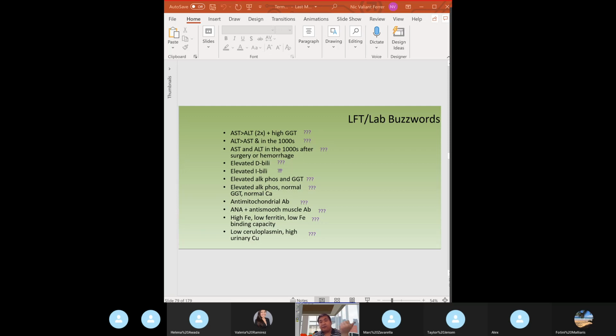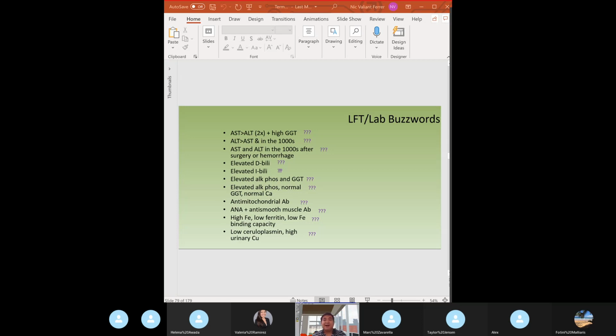Next, high iron, low ferritin, low iron binding capacity. Would that be like the inflammatory anemia? I'm thinking about, you have hepatitis. Okay, this is the clue. Hepatitis, golden skin, a bronze skin appearance. Hemochromatosis? Excellent. Good job. Hemochromatosis, right? High Fe, low ferritin, and low TIBC.